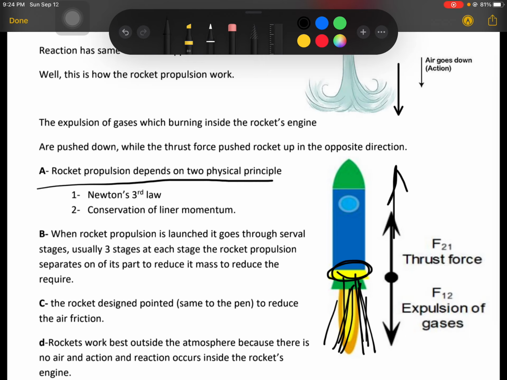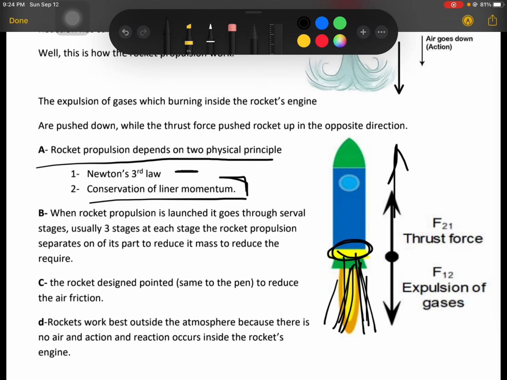So rocket propulsion depends on two physical principles. The first one, which we agreed on, is Newton's third law. The second one is conservation of linear momentum, and we are going to explain how later.